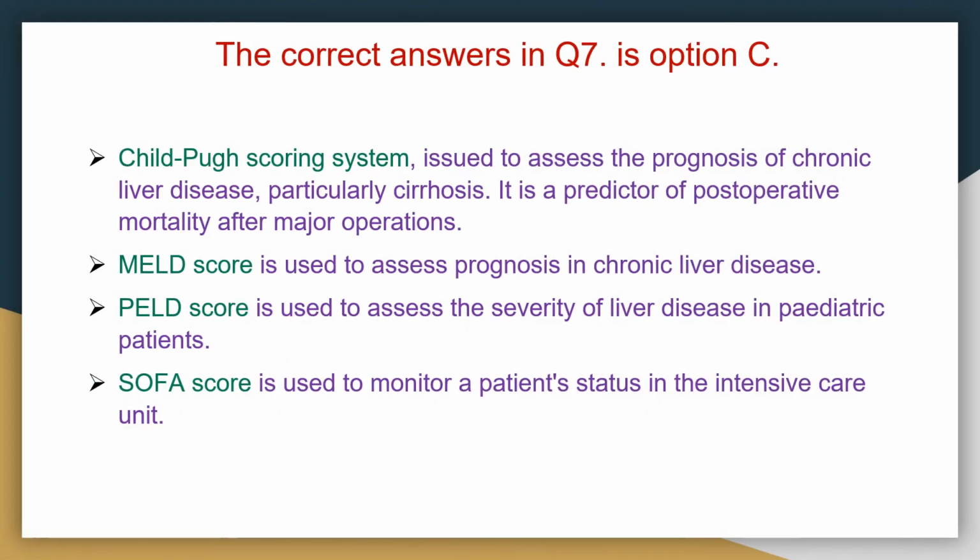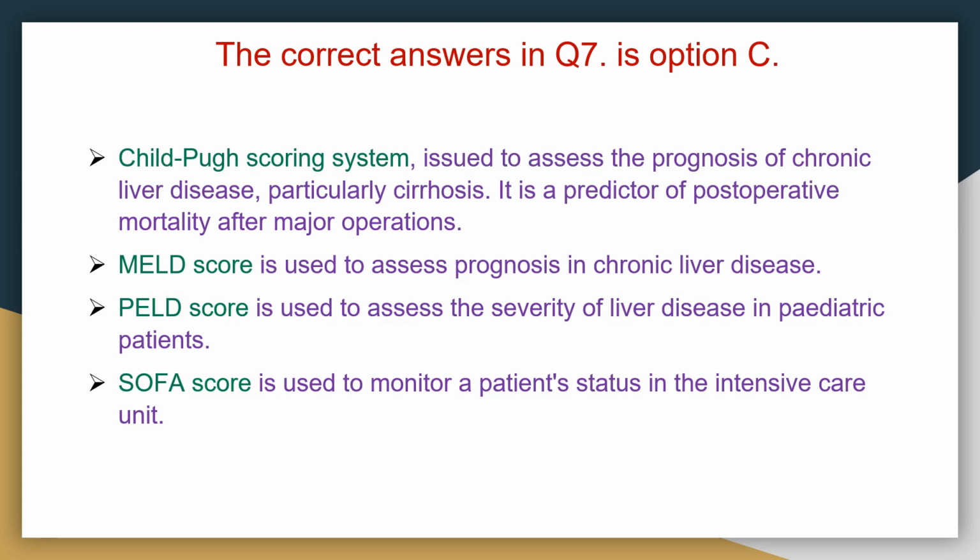The Child-Pugh scoring system, also known as the Child-Pugh-Turcotte score, is a clinical tool used to assess the prognosis of chronic liver disease, particularly cirrhosis. The Child-Pugh score is a predictor of postoperative mortality after hepatic resection surgery and predicts mortality risk associated with other major operations. The score is based on 5 clinical measures: bilirubin, albumin, prothrombin time or INR, ascites, and hepatic encephalopathy.